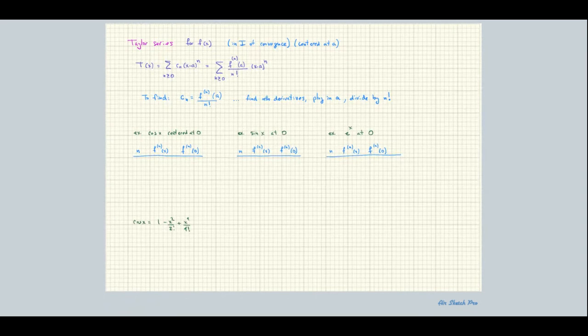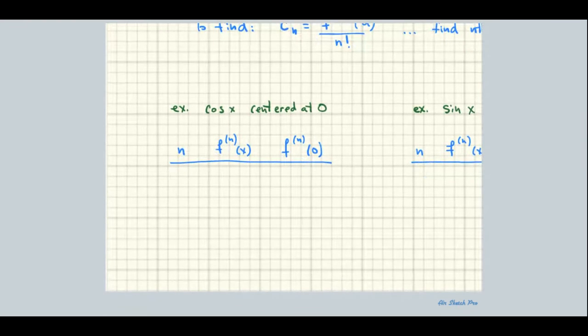And for the next 3 examples, which are all related, I'm going to be centering at 0. And these are nice because their derivatives eventually wind back on top of themselves. So let's start with the cosine. And I'm going to look at n equals 0, 1, 2, 3, okay?